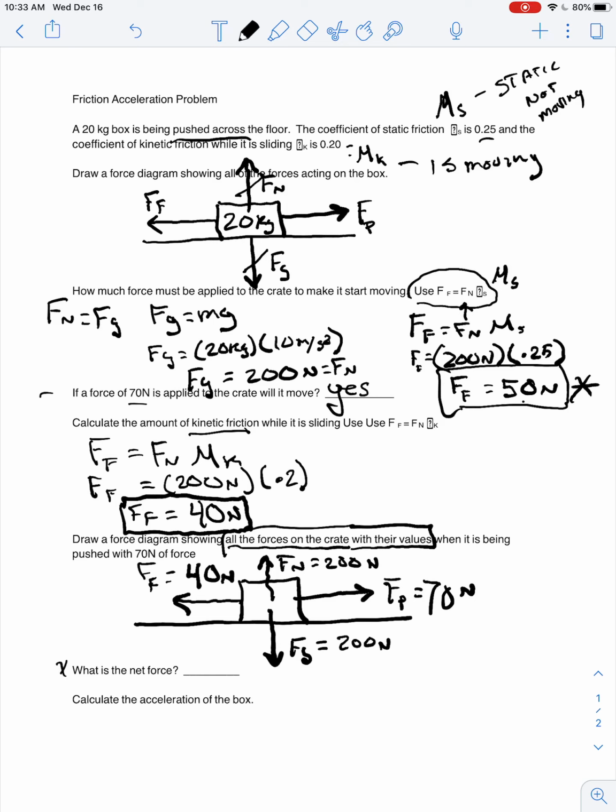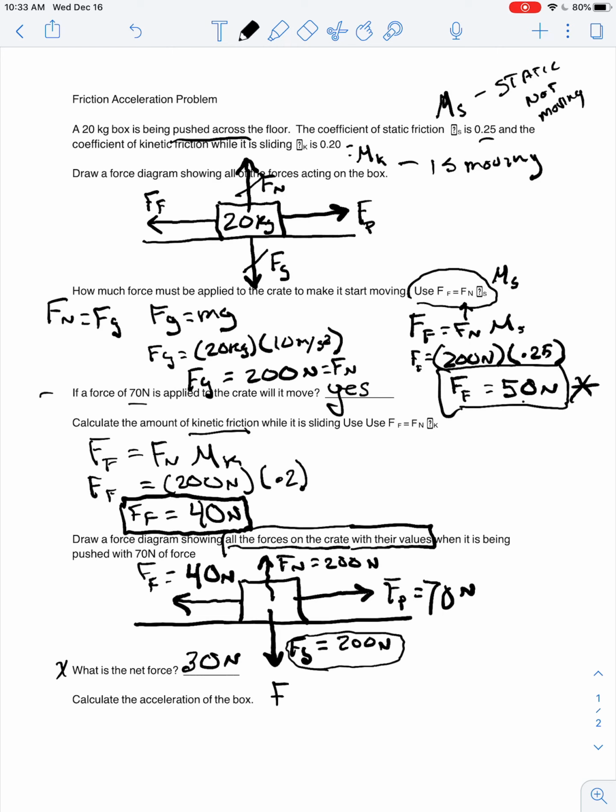All right, it wants to know the net force on the crate. The up-down forces cancel each other. And again, I don't care if you put this as negative 200 or positive 200, it doesn't matter. But I've got 200 down, 200 up, those cancel. I have 70 to the right, but only 40 to the left, so my net force is 30 newtons, and it's to the right.